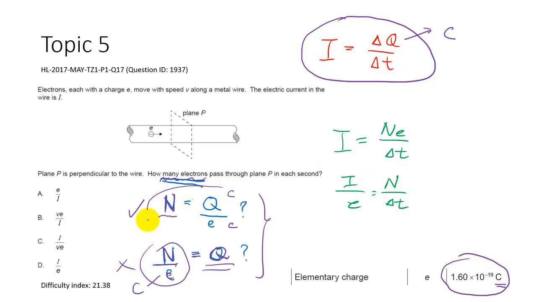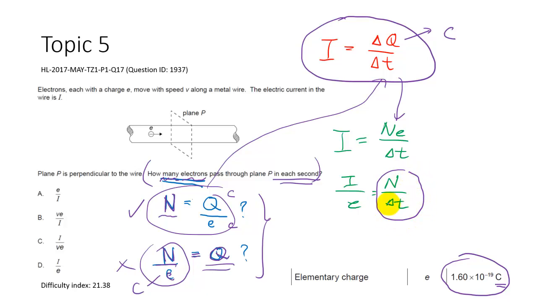By substituting this whole thing into this equation, you get I equal to big N times E over delta T. And if you check the question again, it said how many electrons per second. So what you have to express is big N over delta T, and that would give I over E. And so the answer would be D.